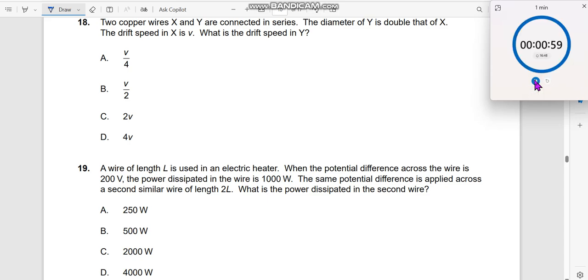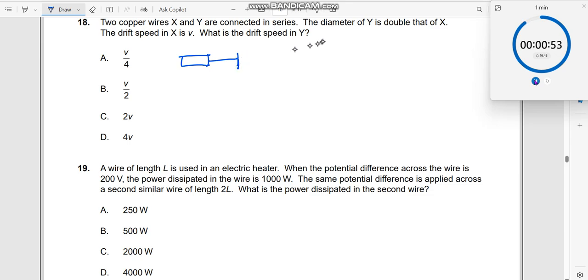18th question. Two copper wires X and Y are connected in series. There is one copper wire here, other copper wire here. The diameter of the wire Y is double that of X. That's why I have drawn this one here like this. This is the diameter of Y. This is Y. This is X over here.